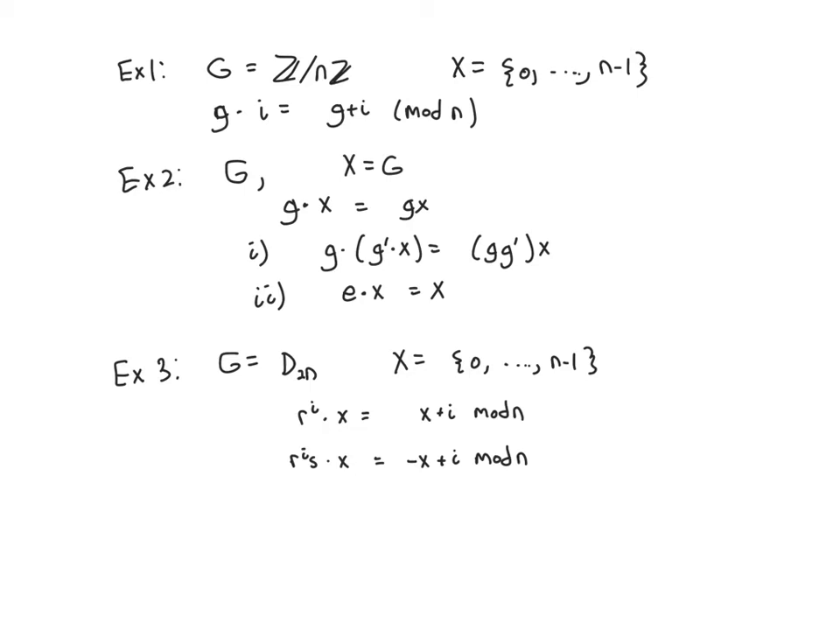As a third example, let G be the dihedral group. Let X be the integers 0 to n minus 1. Here we're viewing these as mod n for these definitions. We're going to let G act on X as follows. Given one of these rotation operations and an element x, r to the i dot x is going to be x plus i mod n. And r to the i times s, these are the other elements, these are reflections. It's going to act on X by sending x to negative x plus i mod n.